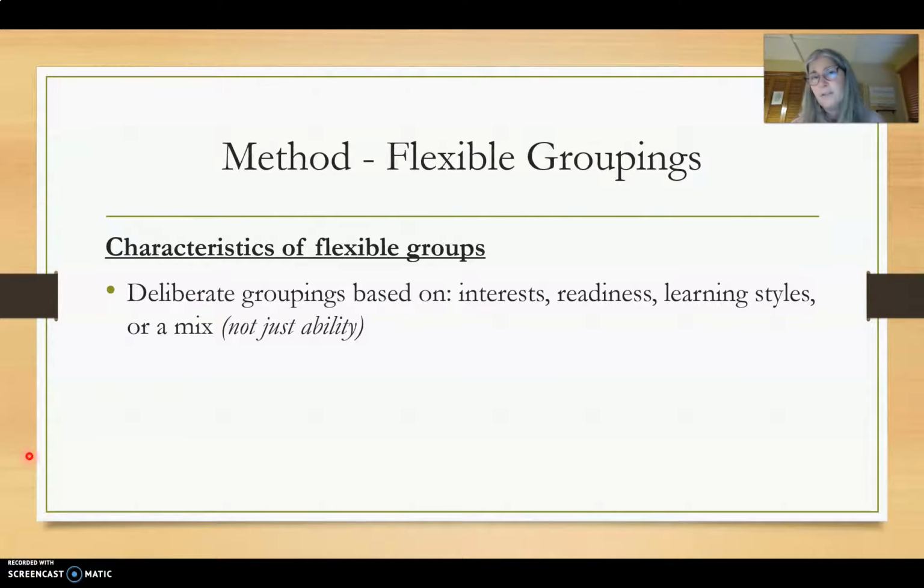So what are the characteristics of flexible groups? They're deliberate groupings, which means groupings done on purpose by the teacher. Not just saying everybody get in a group, but groups that are done for a reason based upon either the student's interests, their readiness for the topic of the lesson, the way that they learn, or even it could just be some sort of a deliberate mix so that you have a nice variety within the groups. But again, it is something that is deliberate by the teacher, not just a voluntary grouping with their best buddies.